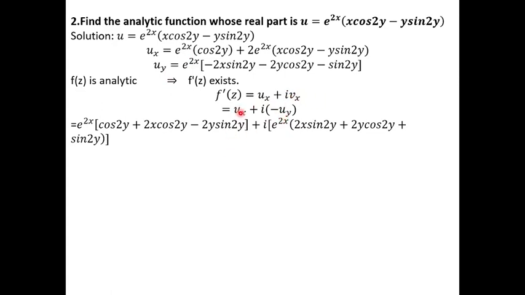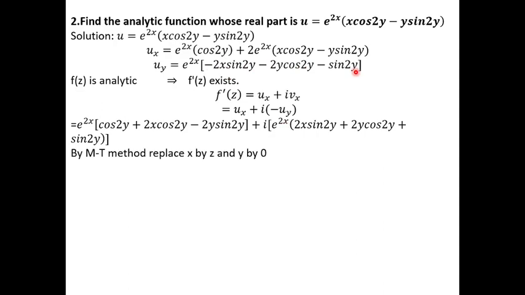Now substitute ux. What is ux? e to the power of 2x cos 2y plus 2... Here e to the power of 2x is a common function, so we take it outside. That's why we write (cos 2y + 2x cos 2y - 2y sin 2y) plus i into minus... Here also the minus is common. Take outside e to the power of 2x. We get plus i into e to the power of 2x (2x sin 2y + 2y cos 2y + sin 2y).